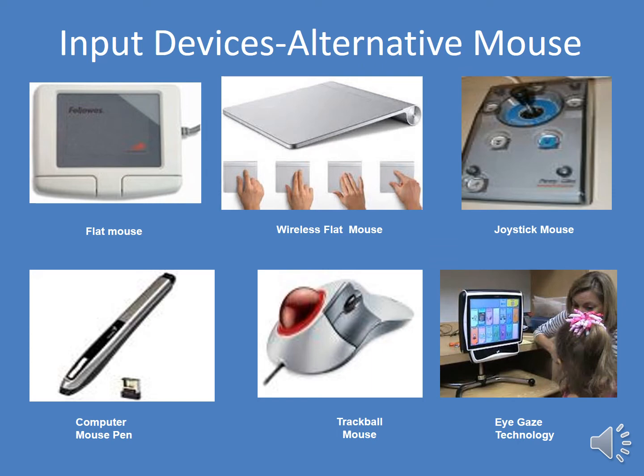Here are some more input devices that include alternative mouse, trackball mouse, flatball, and probably the newest and most exciting input technology out there right now is eye gaze technology, whereby the computer is controlled completely by the user's eyes. So what they're really doing is using their eyes to select an icon or a page on the computer.